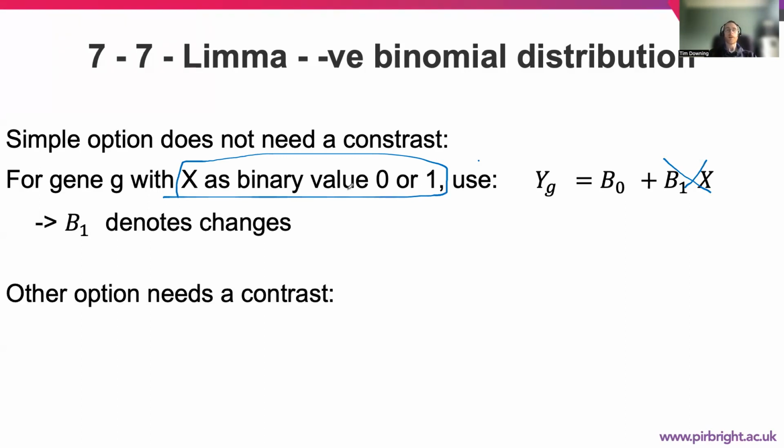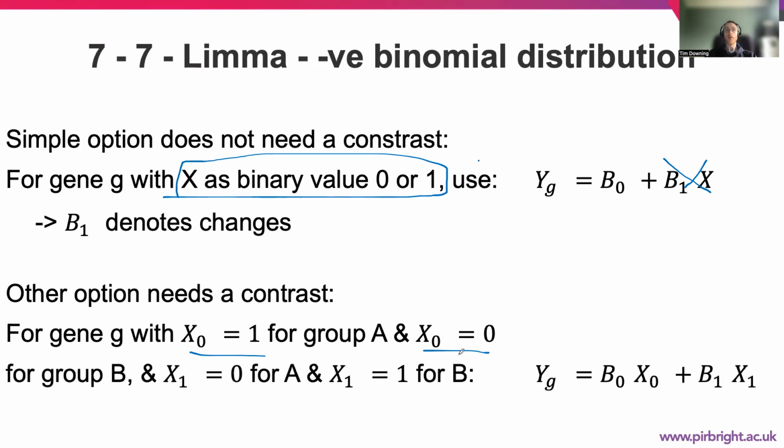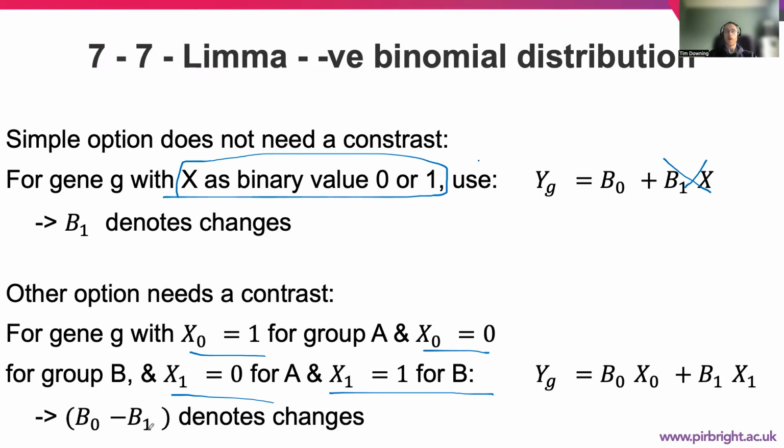For a more advanced one, we have two different groups, groups A and B, associated with gene G, with x0 equals 1 for group A and x0 equals 0 for group B. And in contrast, we have x1, which is 0 for A and 1 for B. And thus when we have our formula here of y_g is equal to beta 0 x0 plus beta 1 x1, we can have our contrast between beta 1 and beta 0 as denoting the changes between these two groups A and B. So please see the demonstration video on epitope-specific antibody profiling with R for more details.